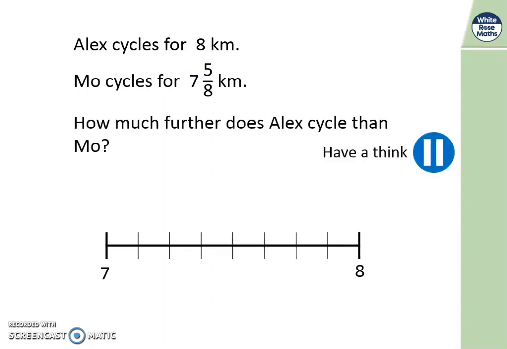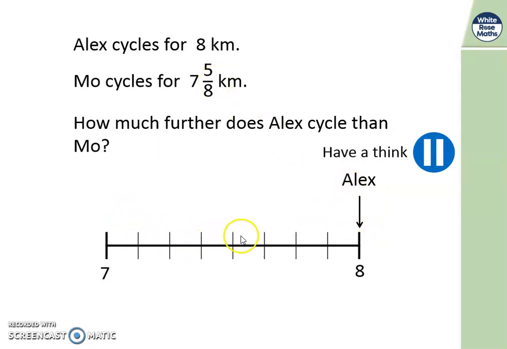Let's have a look at this one. Alex cycles for 8 kilometres. That's 8 whole kilometres. Mo cycles for 7 and 5/8 of a kilometre. How much further does Alex cycle than Mo? Pause the video and have a think. You can see here that I've got 7 whole kilometres and 8 whole kilometres, and my bar is split into 8 pieces. So 7 and 8, this is where Alex gets to, 8 kilometres, and Mo gets to 5/8.